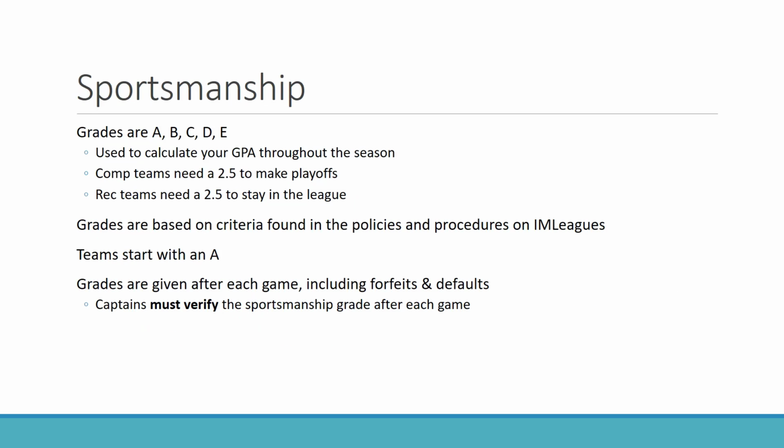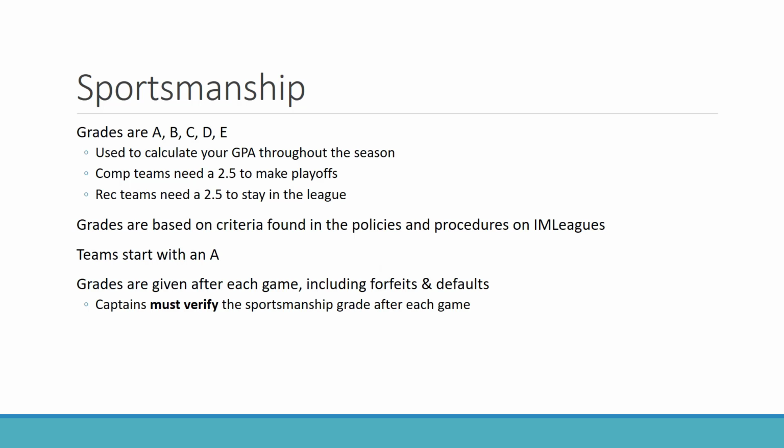Sportsmanship is very important in intramural sports. Each game you'll receive a sportsmanship grade, which is an A through an E. We then use this grade and calculate it like a GPA to find out what your sportsmanship grade really is. For competitive teams, you need to have a 2.5 to make the playoffs, and rec teams a 2.5 to stay in your league. Captains, it is your responsibility at the end of the game to approach our staff and find out what grade they gave you so that you know if it's entered right onto imleagues.com or not.